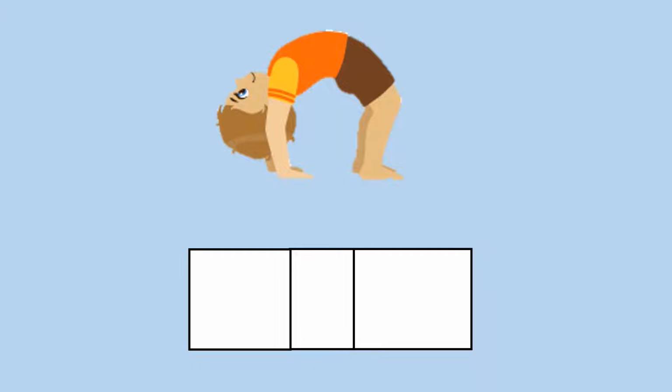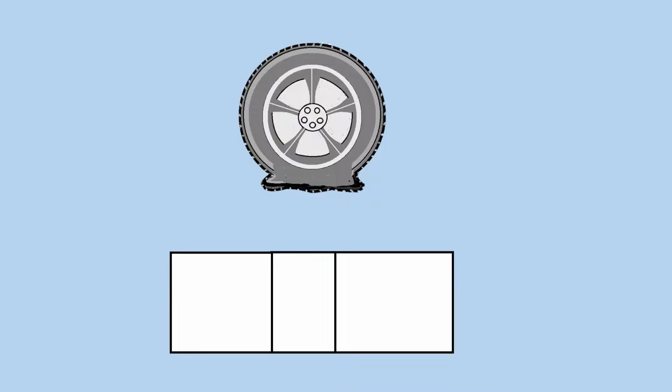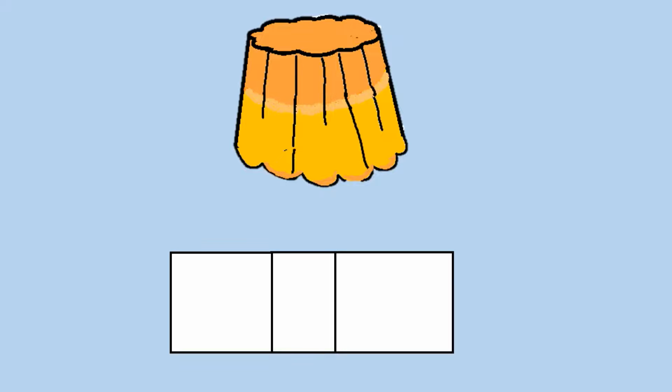Next, we are going to write flip. Now, this time you are going to write on your own. Now, let's write the word flat. Flat. Now let's write flan. Flan.